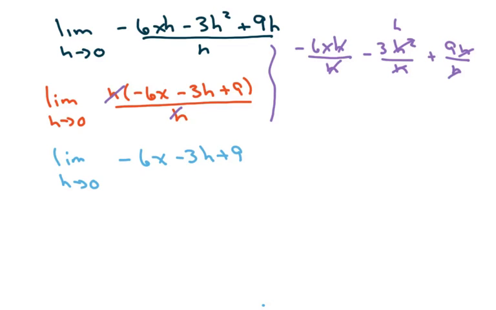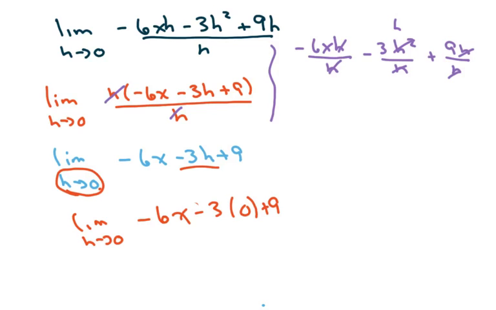And now we can take our limits. That means everywhere there's an h, I'm going to input 0, because h gets smaller and smaller, so this is going to get really small. So it's going to be negative 6x minus 3 times 0 plus 9. And when you simplify that, our answer is going to be negative 6x plus 9, and that's your answer.